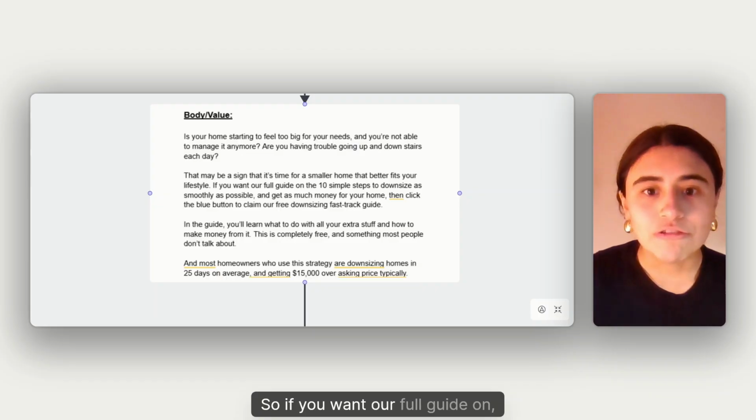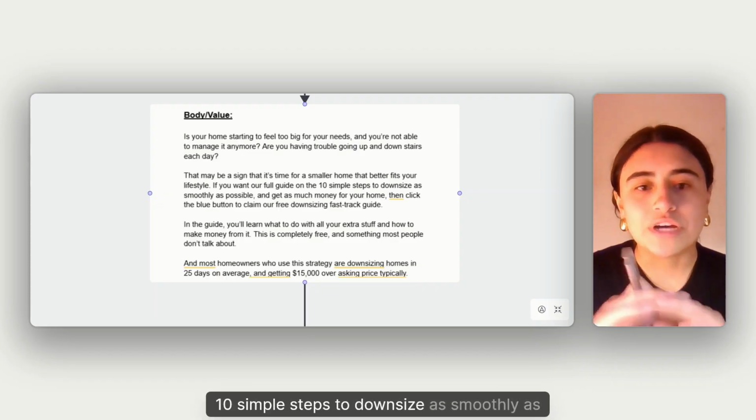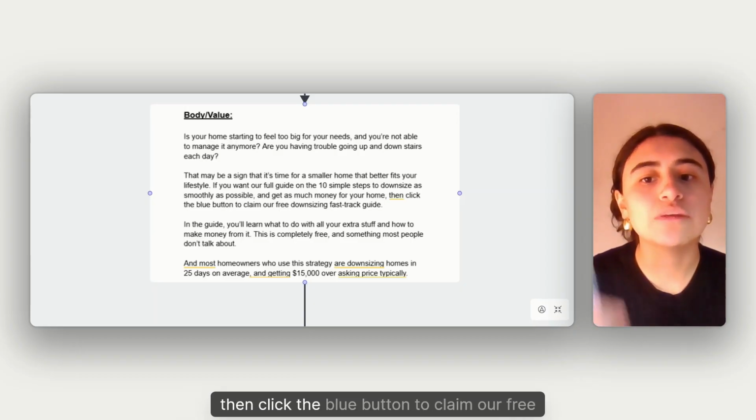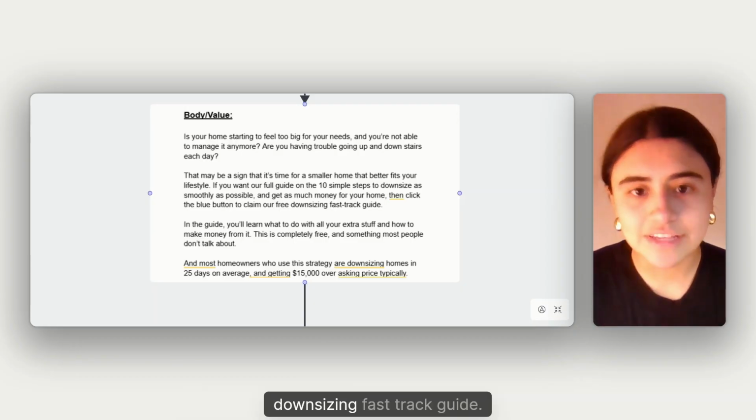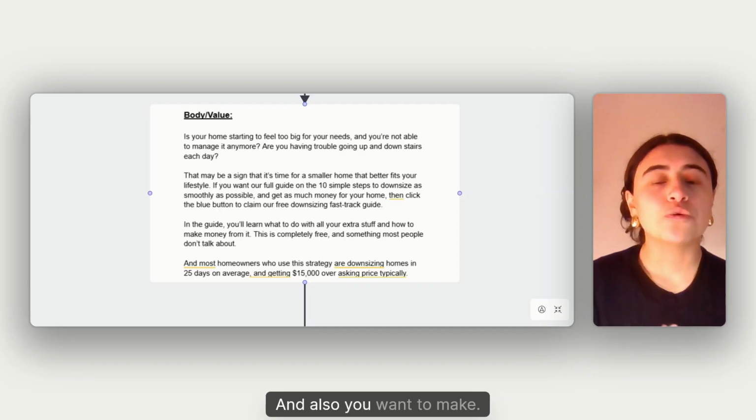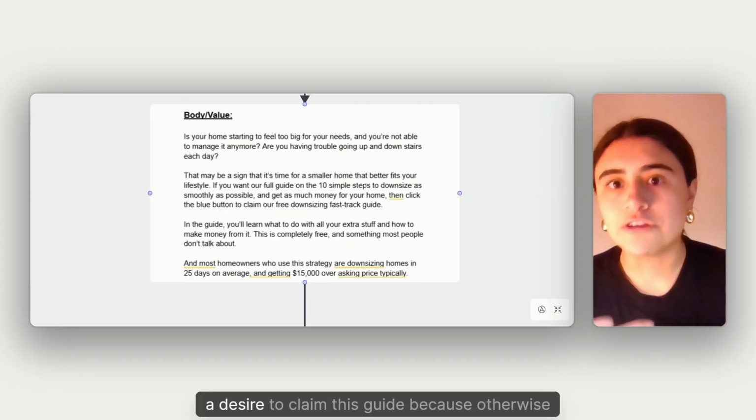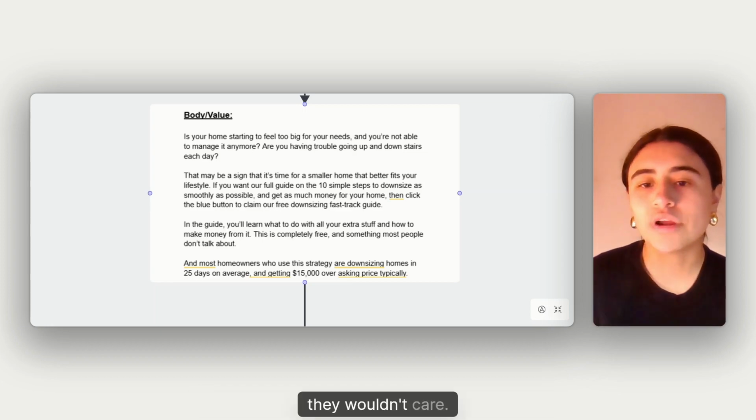So if you want our full guide on 10 simple steps to downsize as smoothly as possible and get as much money for your home, then click the blue button to claim our free downsizing fast track guide. And also, you will have to make them have a desire to claim this guide, because otherwise they wouldn't care.